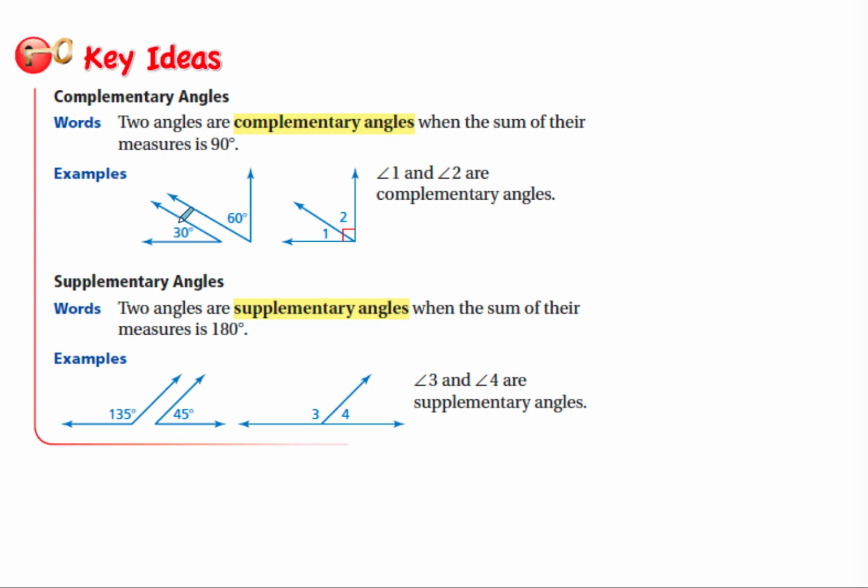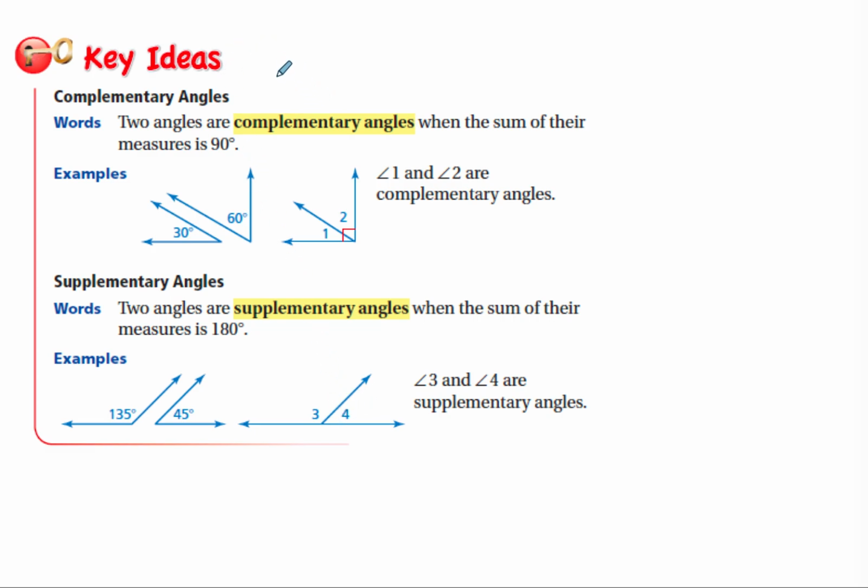So sometimes you see them separate like this, 30 and 60, and you just have to add them and say, yep, I know it's 90. Sometimes you'll see them adjacent, touching each other, and then you'll see a little right angle. And we saw ones like this earlier in our 7.1 notes. Two angles are supplementary when the sum of their angle measures is 180 degrees. So sometimes they're separate and we have to add them together to see. Sometimes they're touching and you can just see that they form a straight line together.